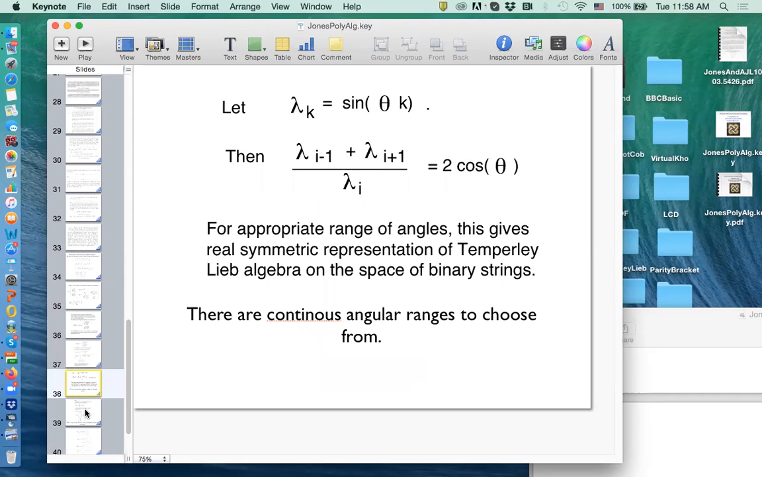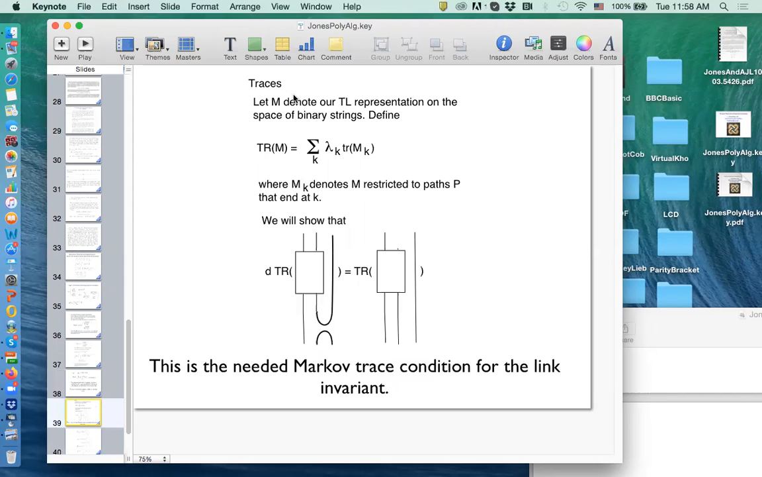And what about the traces? Well, you define the trace of the representation to be the sum of coefficients lambda k, the ones I just told you about, times the trace of M_k, where M_k is the representation restricted to paths that end in k. So that turns out to be the trace that works here. It satisfies the right Markov property and everything, and corresponds to counting the loops.